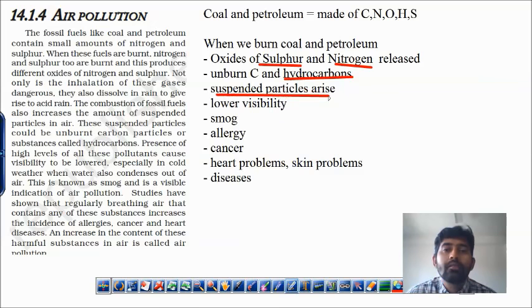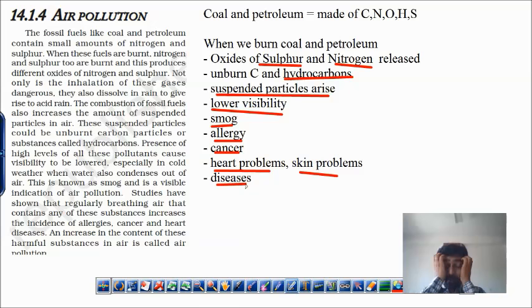Suspended particles, dust, ash, smoke, a lot of particles come up. It reduces the visibility. It creates smog, it was in 8th standard. It creates allergy, cancer, heart problems, skin problems and diseases. So burning of coal and petroleum is the biggest reason of air pollution because of all these problems.